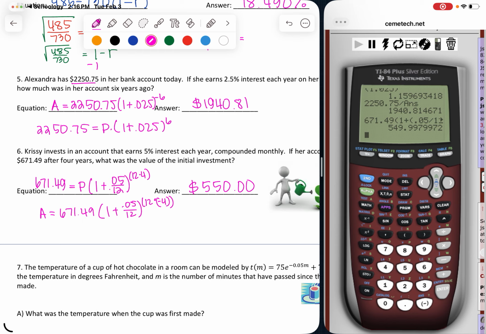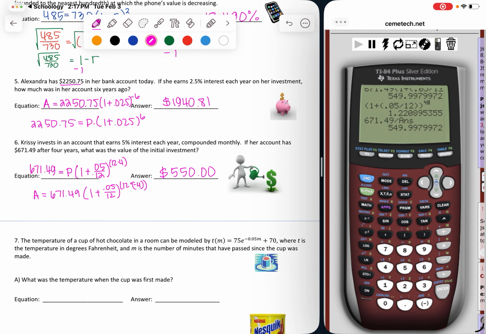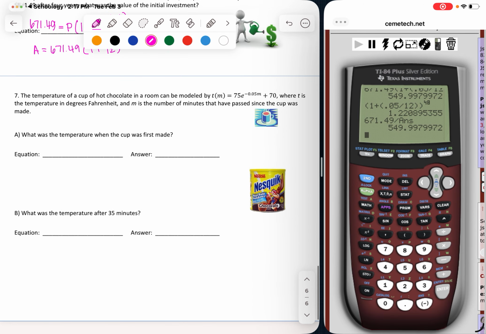And if I do it the other way, I would type this first, 1 plus parentheses, 0.05 divided by 12, close parentheses, to the +48th power, enter, and then 671.49 divided by that is the same thing, okay? All right, if there's more than one way to do something, I'm not going to keep typing it 2 ways. If you get the same answer, you're fine.